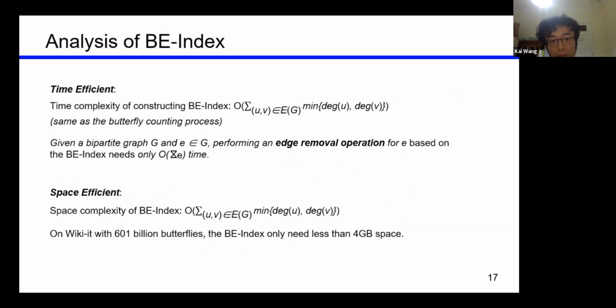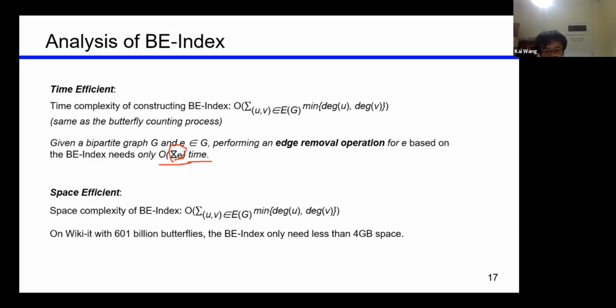Bloom edge index is not only time efficient but also space efficient. The time complexity of constructing Bloom edge index is the same as the butterfly counting process, so we can directly run the index construction algorithm after the counting process. And using the BE index, when performing an edge removal operation for an edge E, it needs only pick out the number of butterflies containing E times.